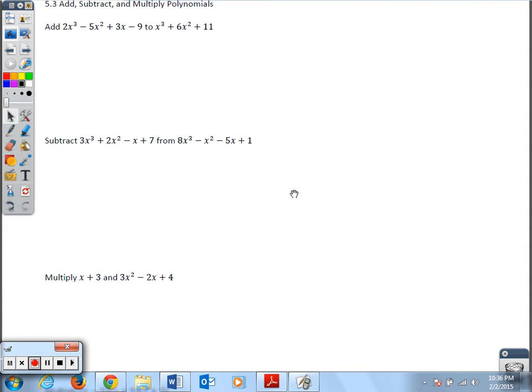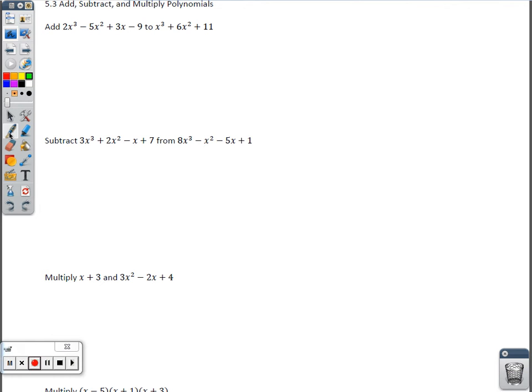In 5.3, we are going to be adding, subtracting, and multiplying polynomials. We'll get to dividing later. It's a bit more complicated, so we're just going to start with these three operations and get to division later. Adding is very simple. All you have to do is combine like terms.